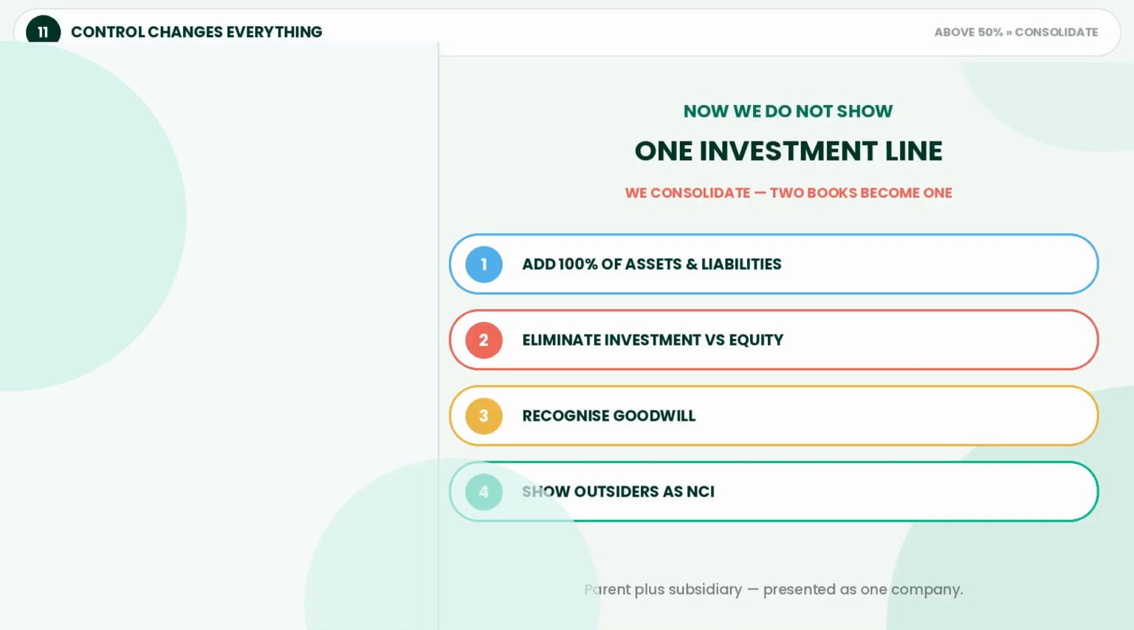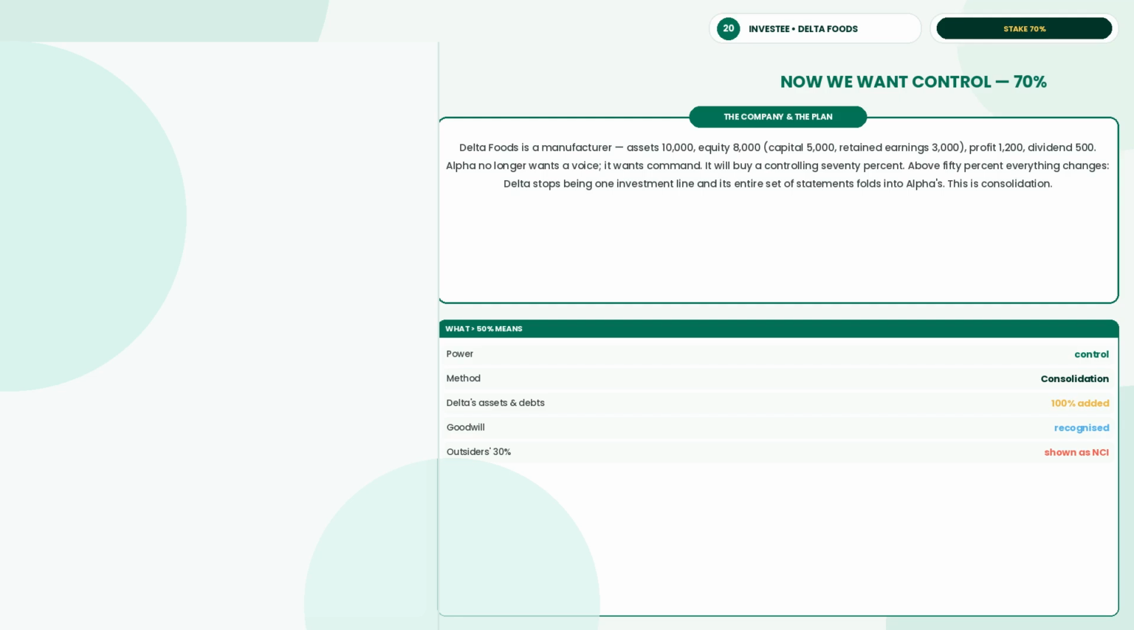Control changes the unit of account. We stop presenting one investment line and start presenting one economic group. The consolidation engine has 4 moves: add 100% of the subsidiary's assets and liabilities, eliminate the parent's investment against subsidiary equity, recognize acquisition goodwill, and show outside owners as non-controlling interest. The parent and subsidiary remain separate legal companies, but financial reporting treats them as one.